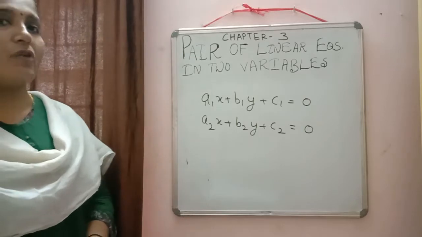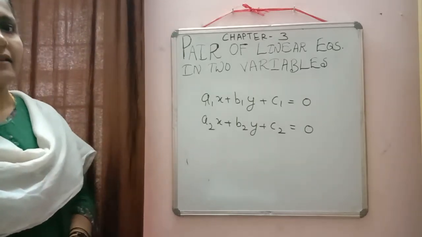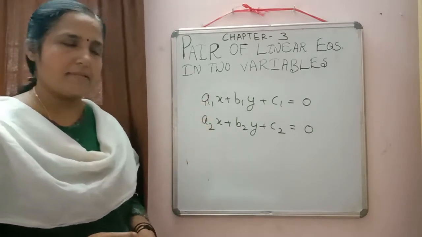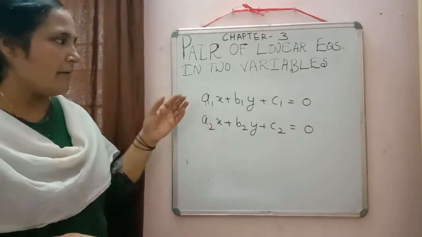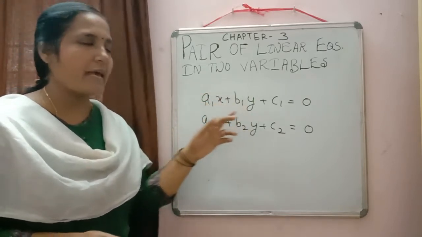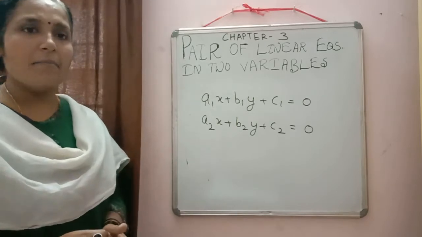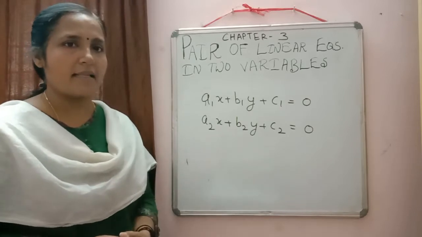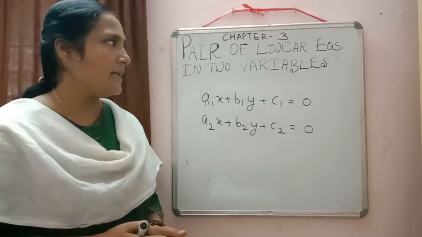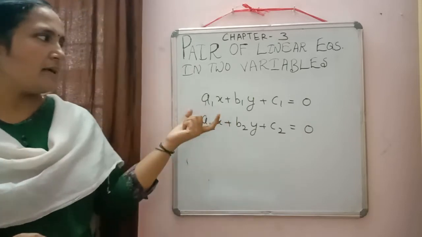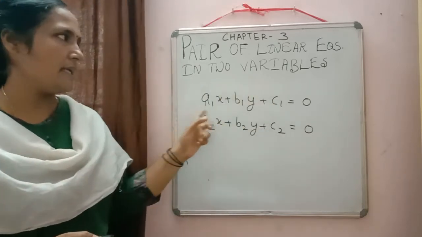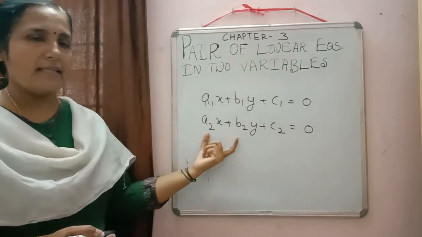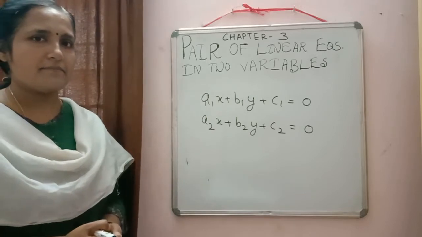Now in this chapter, what are the things which we are going to study? The first thing is how to solve the pair of linear equation in two variables. How to solve means we have to find out the particular value of x and y which will satisfy both the equations. To find the solution, three methods are there, and one by one we will discuss all the methods. So all of you please write down this: general form of linear equation in two variables, and pair of linear equation in two variables. In this way we will write down the equation.